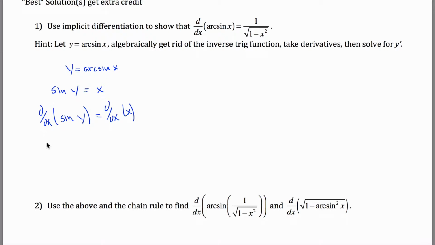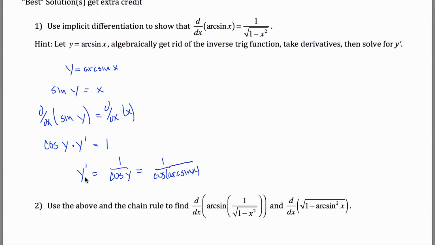So when I take the derivative, sine is cosine. I'm going to leave the inside function alone, but then I'm not done. I have to multiply that by the derivative of y. So I get cosine of y times y prime. On the right-hand side, the derivative of x is just a 1. So what I get is that y prime is 1 over the cosine of y, which, since I wrote up here that y is the arcsine of x, I could say it's 1 over the cosine of the arcsine of x. That is my derivative.